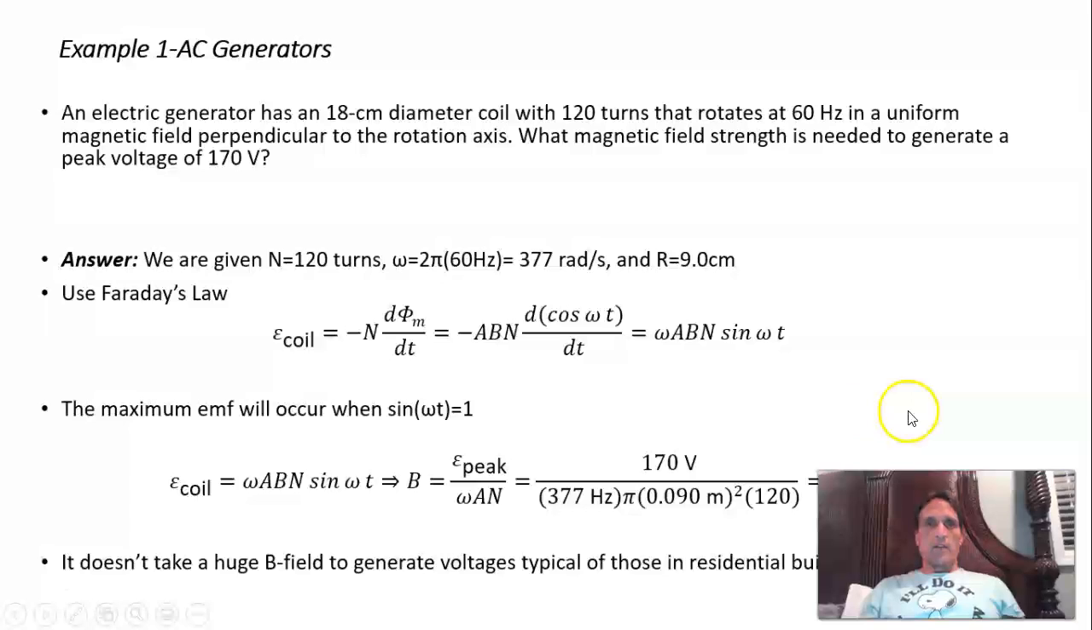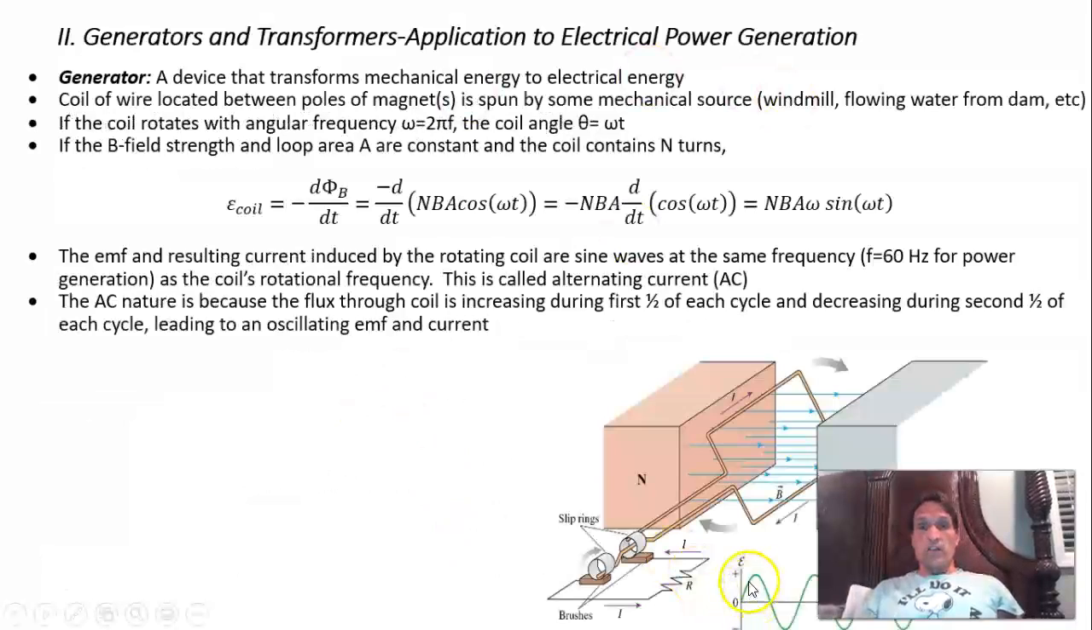Okay. So the question is, how strong of a magnetic field do we need to generate a peak voltage of around 170 volts? And this is typical of the residential voltages. The peak of the sine wave is 170, and what's called the root mean square value, which you can kind of think of like an average value, is 120 volts, and that's what comes into our house.